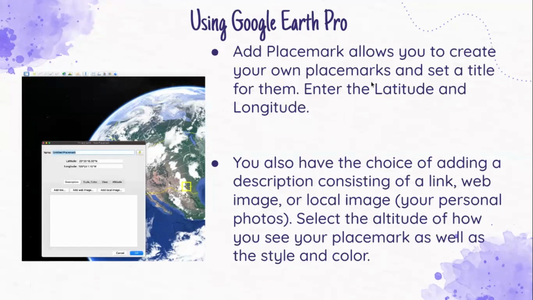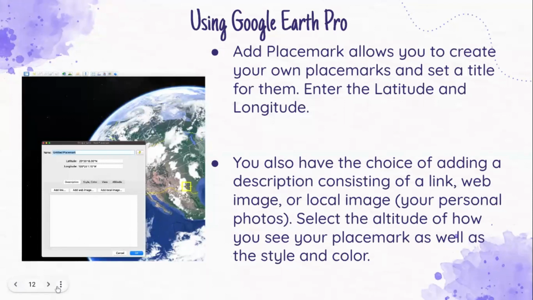Adding a placemark allows you to create your own placemarks and set a title for them. All you have to do is enter the latitude and longitude. You also have the choice of adding a description consisting of a link, web image, or a local image, which is your own personal photos. Select the altitude of how you see your placemark as well as the style and color. So these are the options that you can customize.